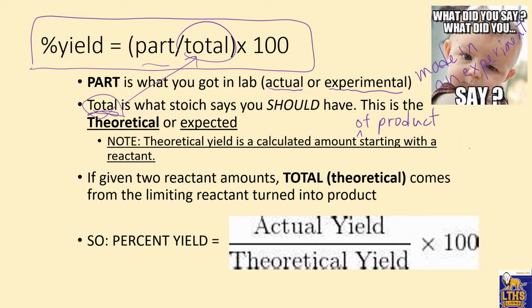Hey, what did you say? I said, I got to erase those words off your face there, kid. And I said that percent yield is actual yield divided by theoretical yield times 100.